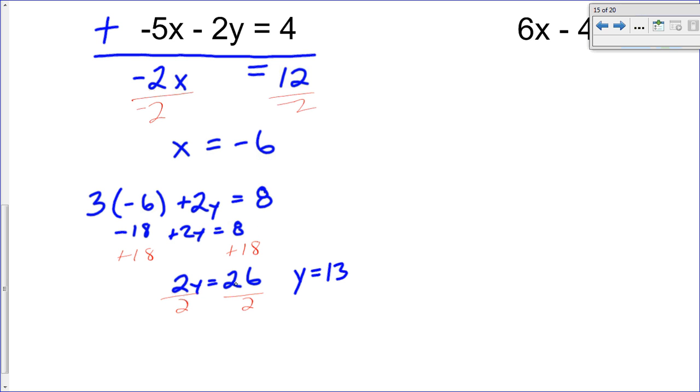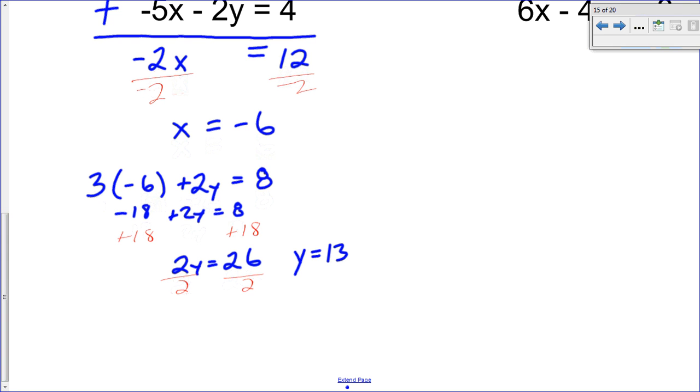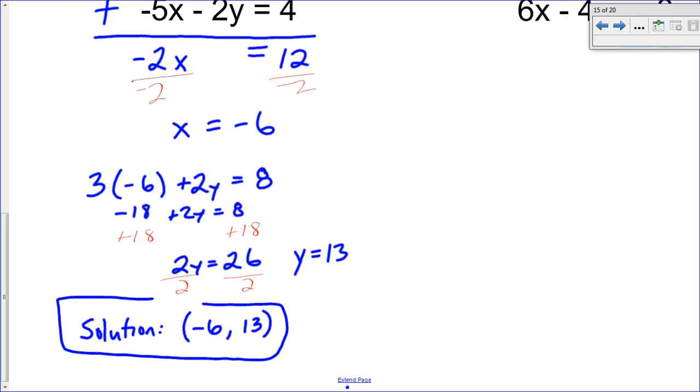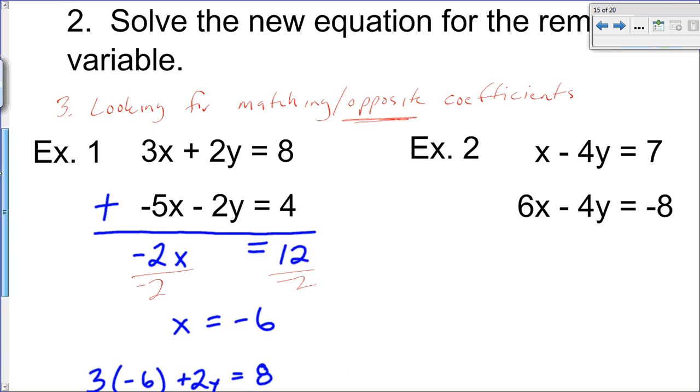So now I have an x value, I have a y value. So my solution, remember, is the ordered pair that combines those two. X was negative 6, y was 13. And that gives me the answer. Remember, we have the Desmos graphing calculator we can use to check our work, and we'll be able to see that and go from there. So we have our solution. That's solving by addition. Now let's come over here to the next example.